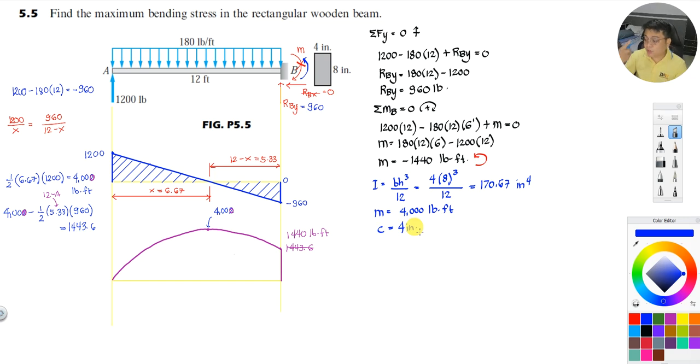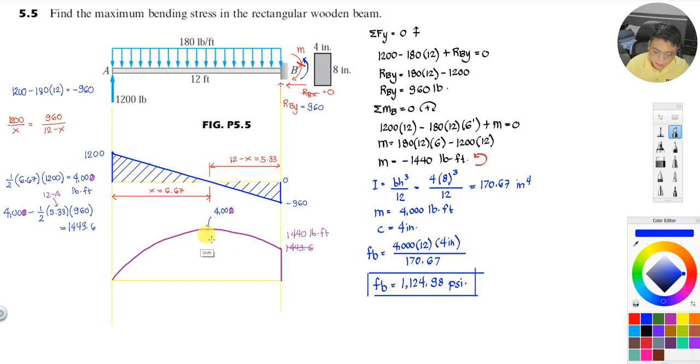Okay, whether it is on top or on the bottom, we will be having that as our stresses. So I now have here the FB. 4,000 multiplied it by 12, para maging pound inch. And then yung C natin is multiplied it by 4 inch. And then yung I natin is equals to 170.67. So I have now the FB equals to 4,000 times 12 times 4 over 170.67. So you can have it as 1,124.98. Okay? And this now is in PSI. Okay. Question.